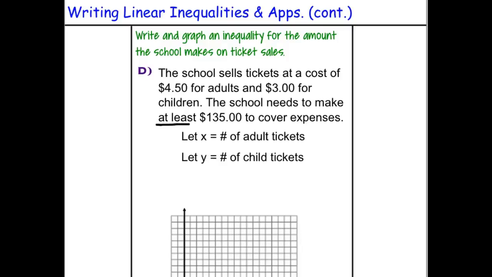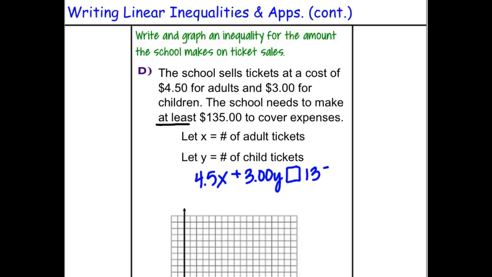$135 to cover expenses. So if we look at our example here, it says let X equal the number of adult tickets. So we're going to take $4.50 times X, and then we need to know for our Y. So then we have $3 times Y, and the total needs to be at least $135.